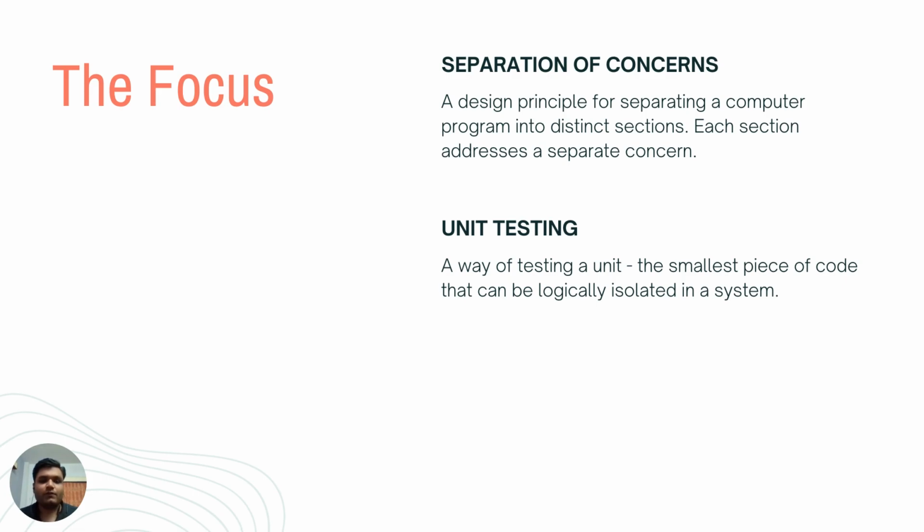And what is unit testing? A unit is the smallest piece of code in your application. It could be a function, a method, or a class, depending on your application, and we test this unit. This unit is logically isolated in the system. So why is unit testing important? So that if we add any new feature, the existing features of our application should not break. To verify that, unit testing is important.